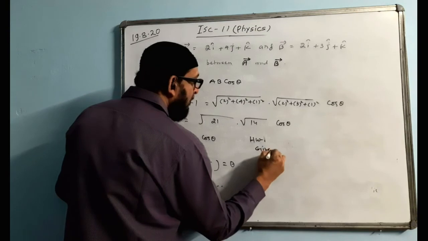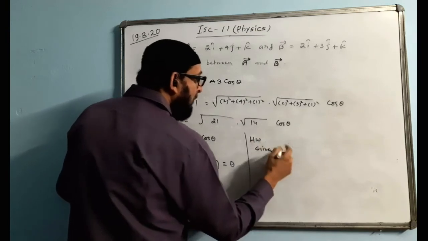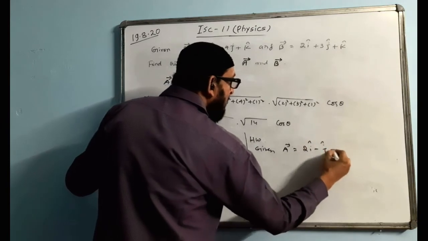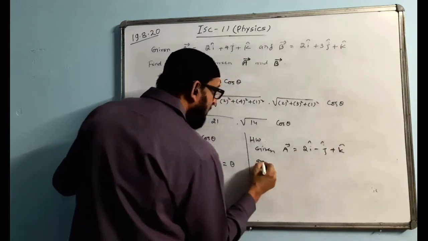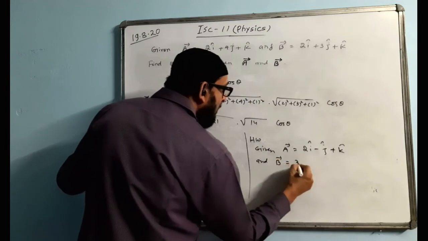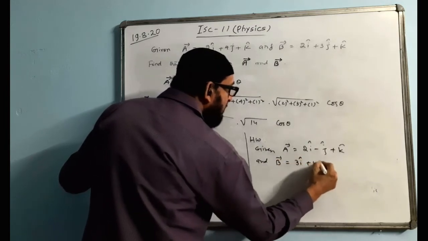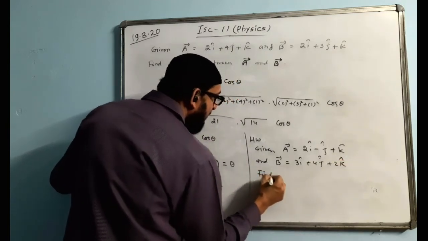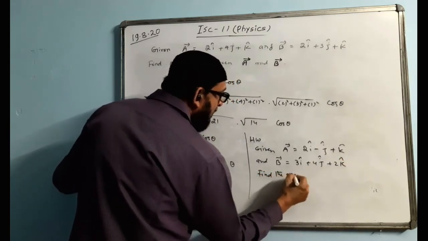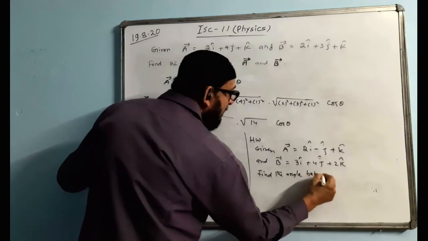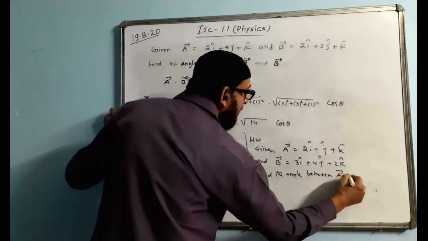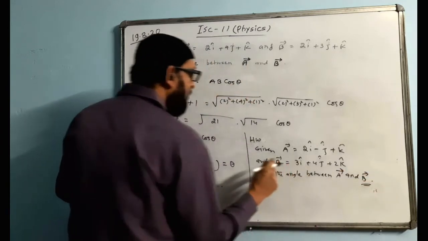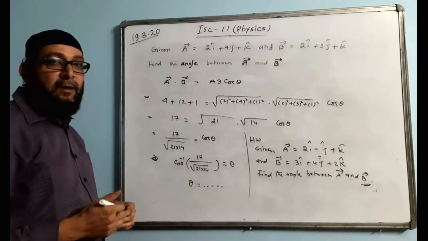Given A equal to 2i minus j plus k and b equal to 3i plus 4j plus 2k, find the angle between A and B. This question we will try in exactly the same manner as I have done.